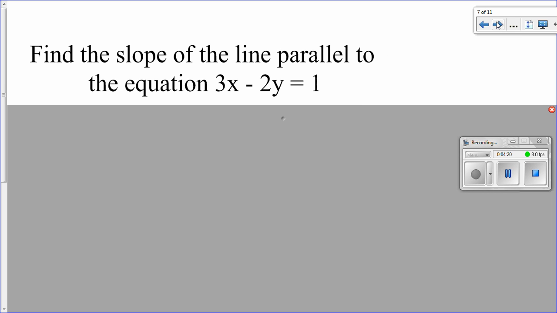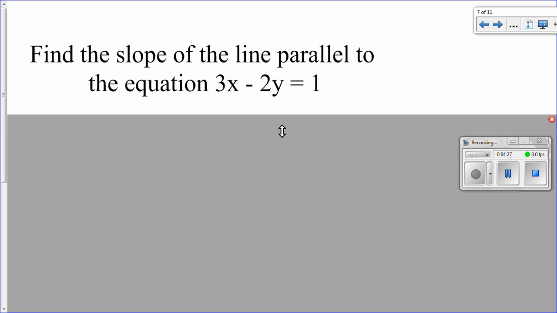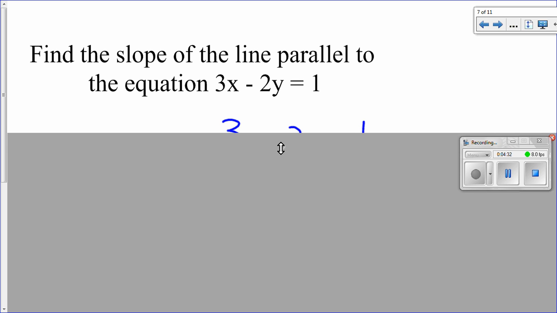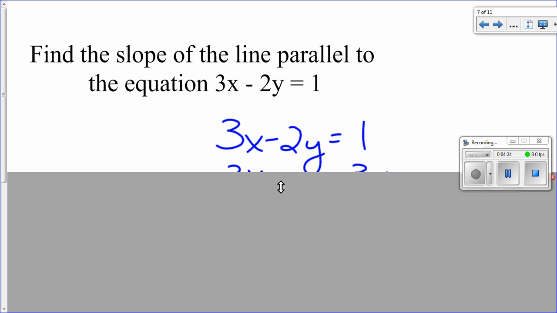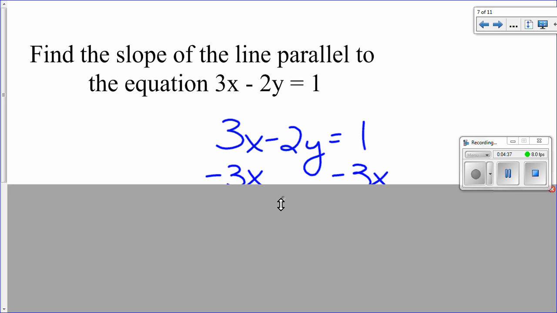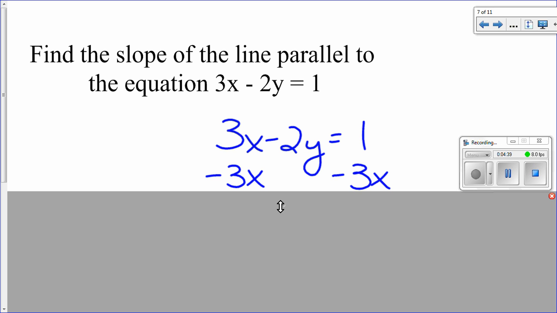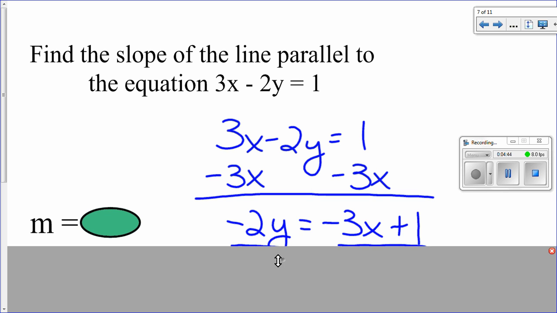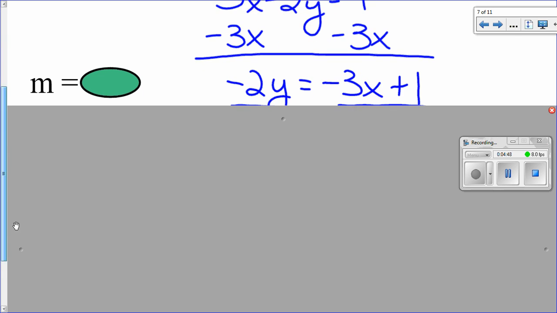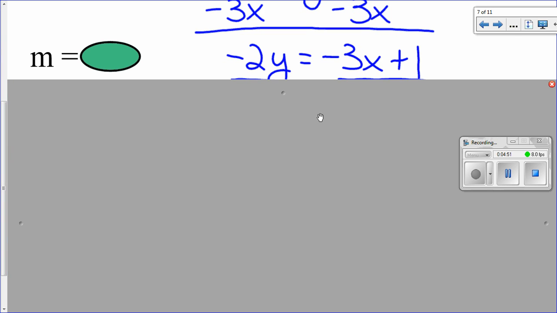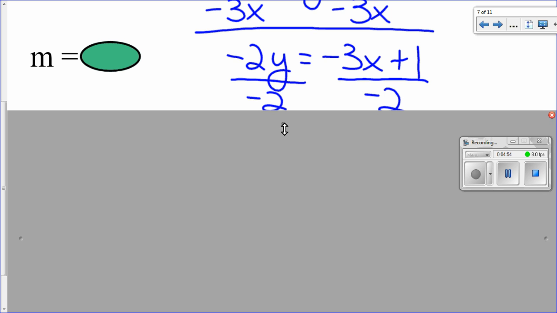Find the slope of the line parallel to the equation 3x minus 2y equals 1. In this case, it's a little hard to figure out the slope in this format, which is standard form. So let's change this into, take a guess, slope-intercept form. Let's move the 3x over to the right. So we have -2y equals -3x plus 1. Our next step would be to get y by itself. So we need to divide each side by -2.